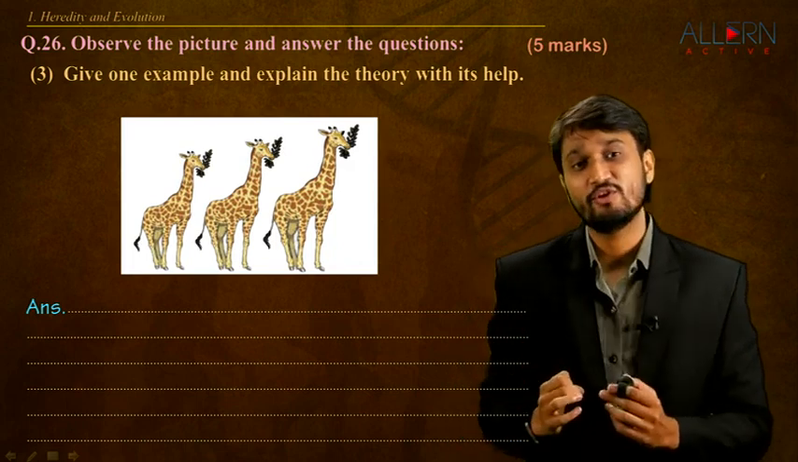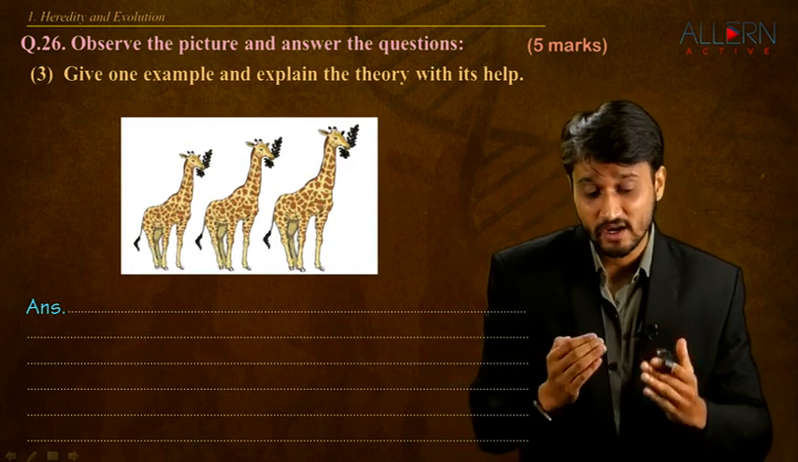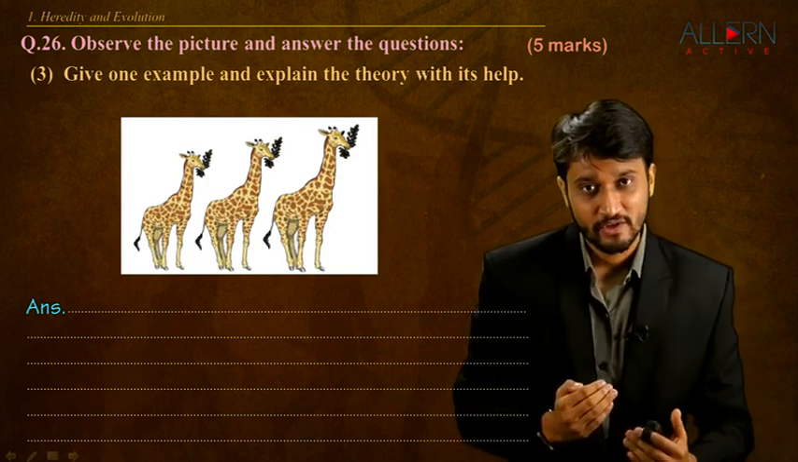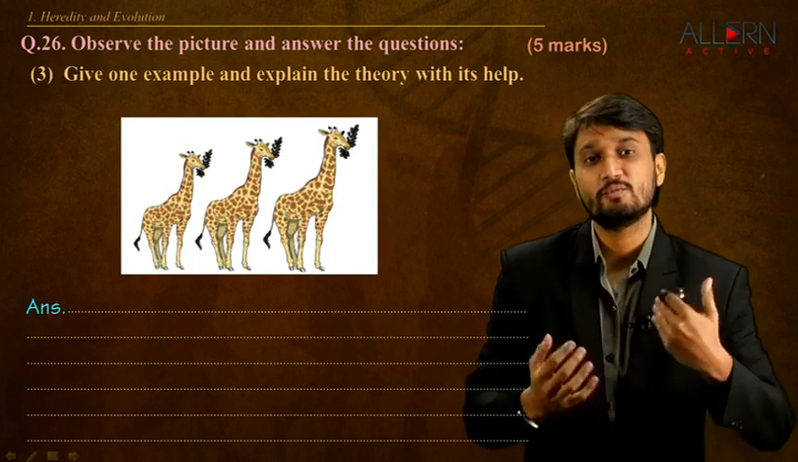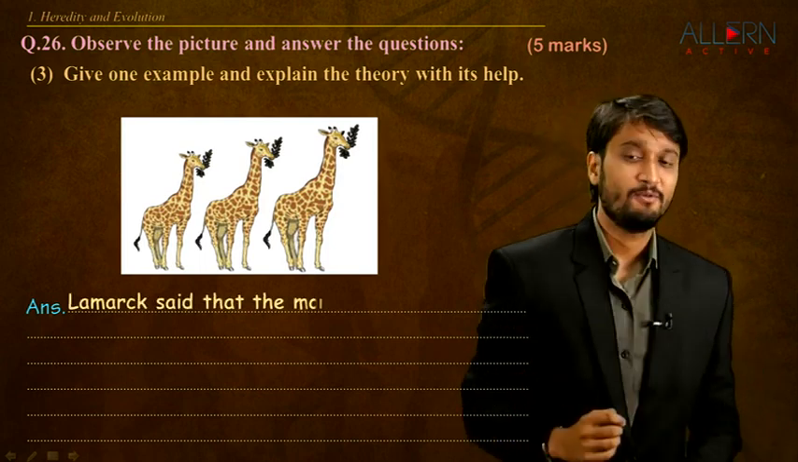In this case, the morphological change was increasing the length of the neck, and according to Lamarck, this morphological change was passed to the next generation. So the next generation of giraffe were already born with a slightly taller neck. Let's have a look at the answer.